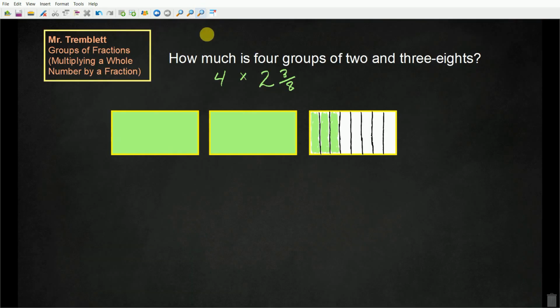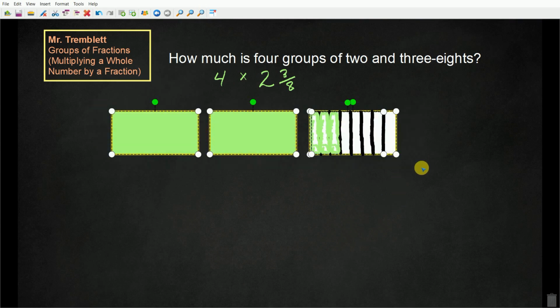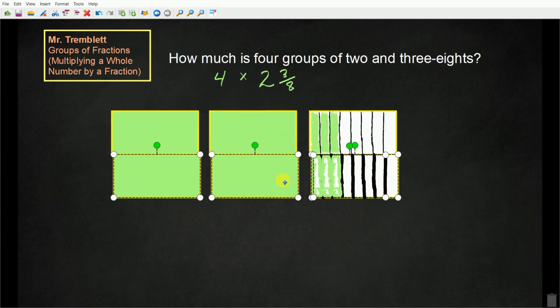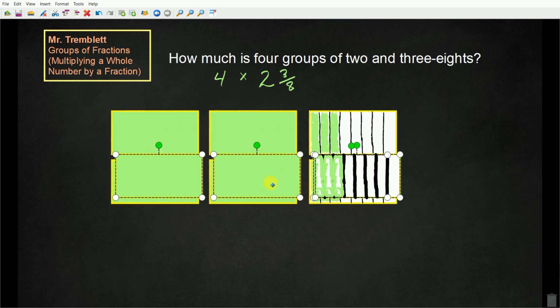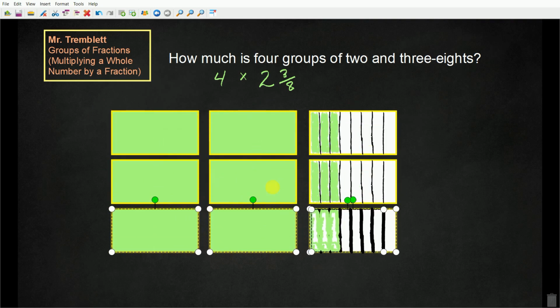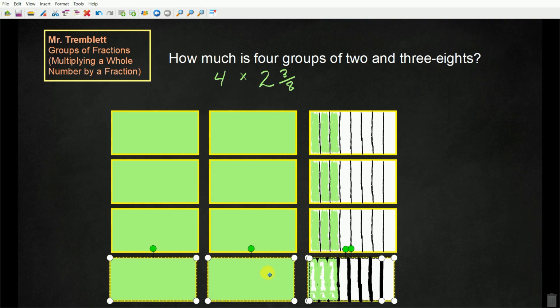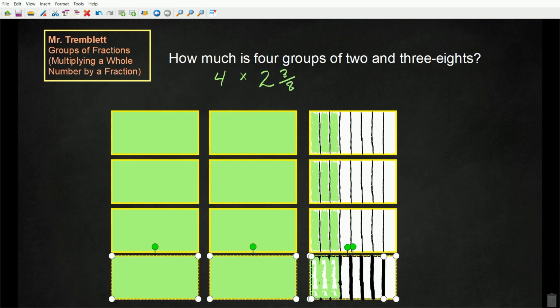A little better. Alright, so we have one group of 2 full rectangles and 3/8 of another. Now I need 4 groups. So what I would do is, if I was doing it with pen, draw them out with a pencil. I'm going to cheat, copy and paste. There's 2 groups, 3 groups of 2 and 3/8, and 4 groups of 2 and 3/8. And now we just got to figure out what our total is going to be.